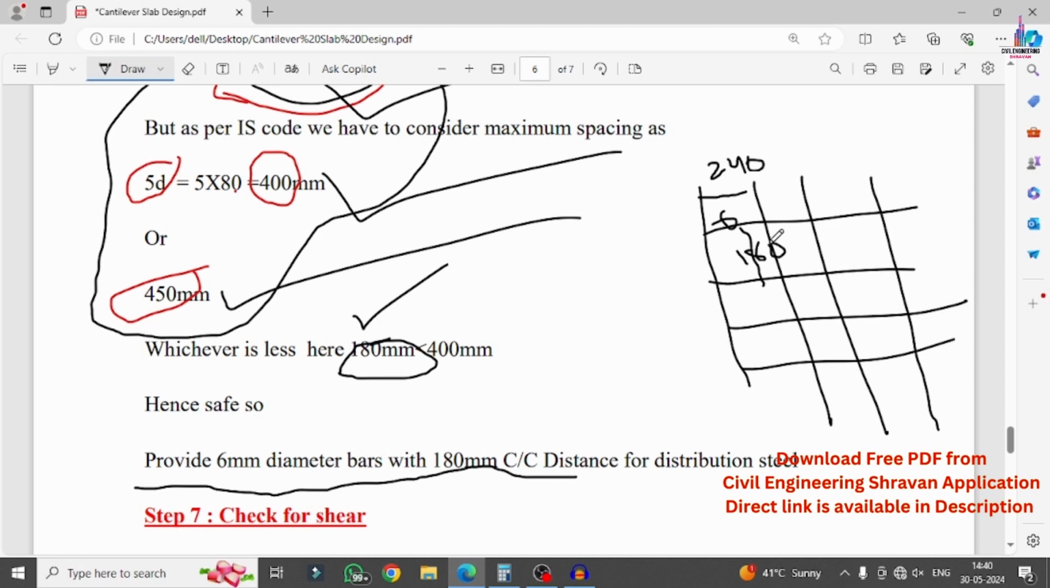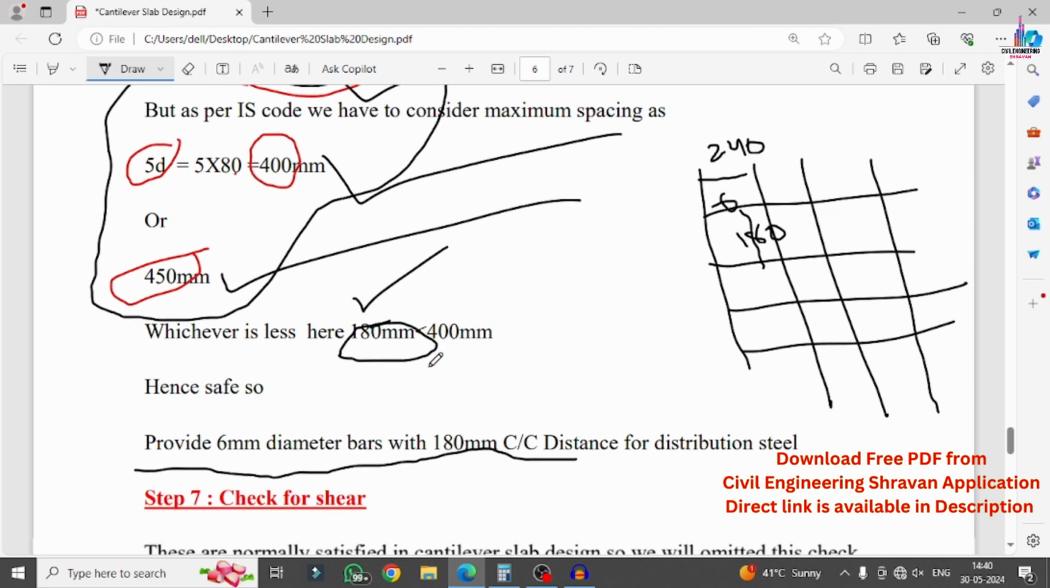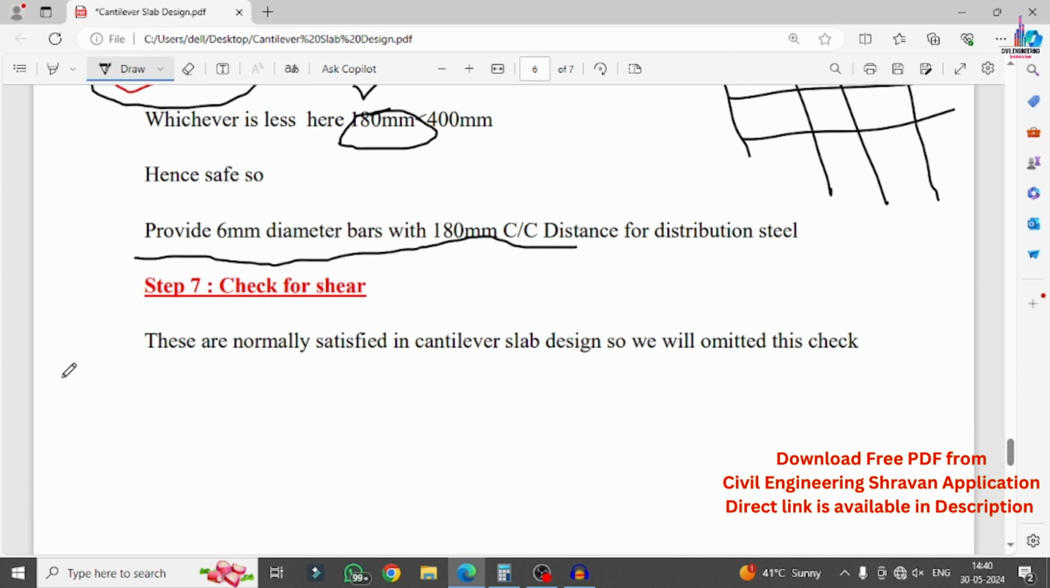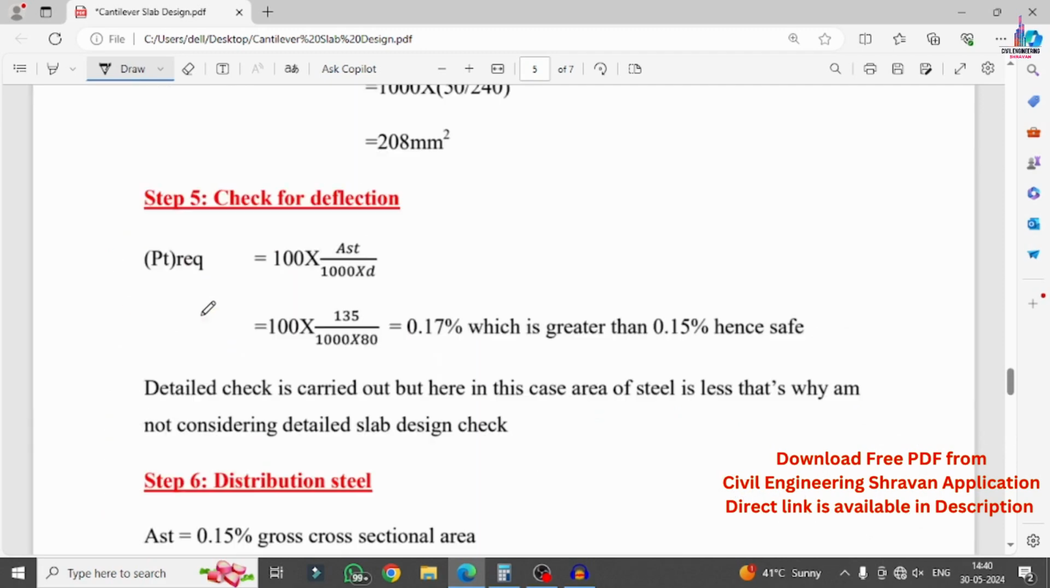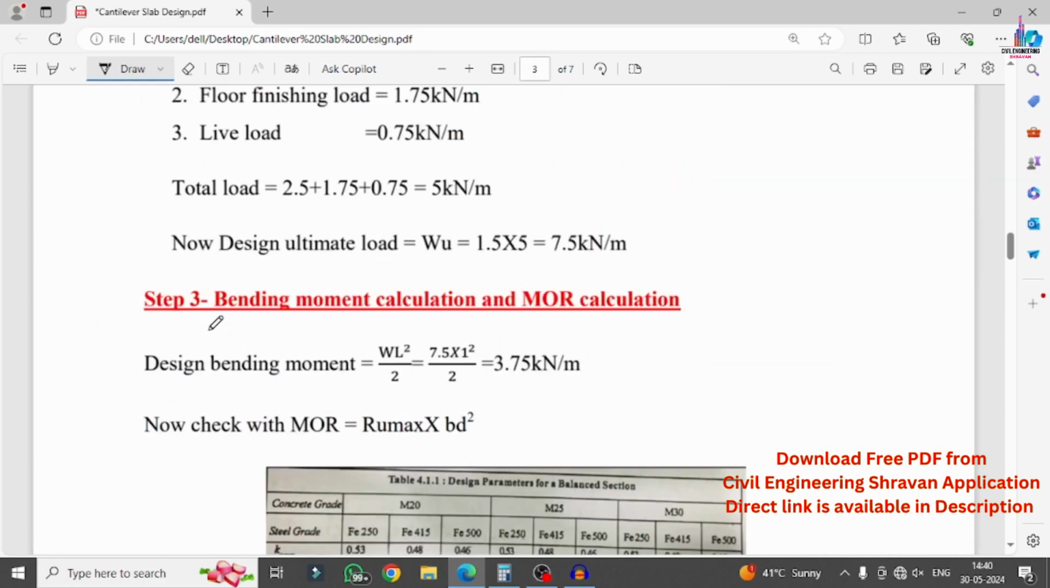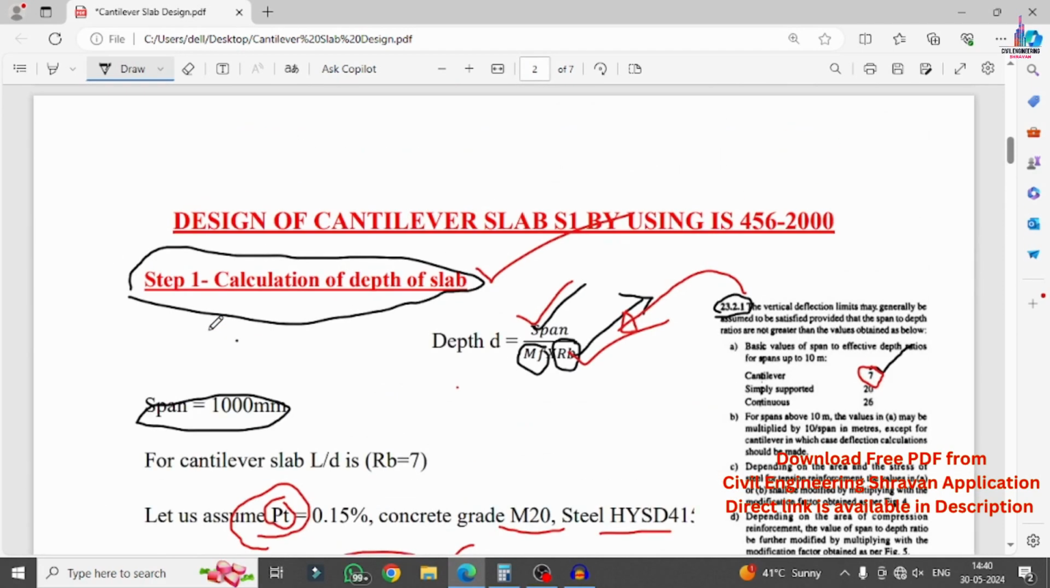Now, check for shear. Generally for a cantilever slab section, the shear check is not carried out because it automatically satisfies the requirement. That's why I am not calculating the shear check for this particular member. In the next session, I will explain the complete design of a simply supported slab using the manual method as per the IS 456 2000 code provisions.